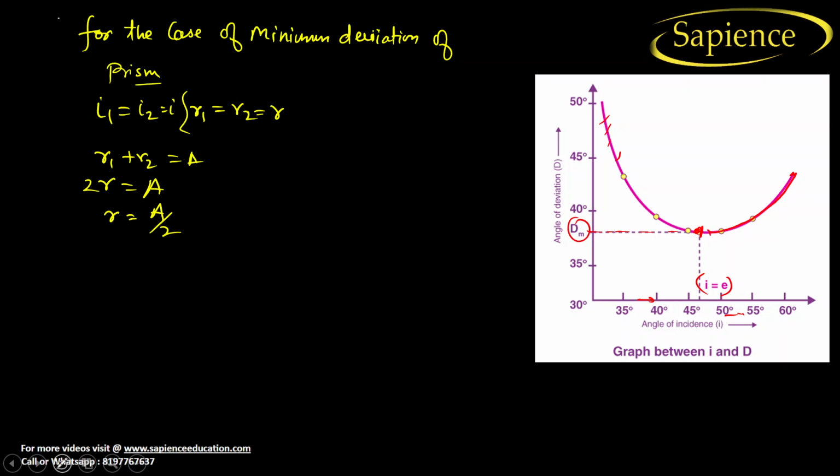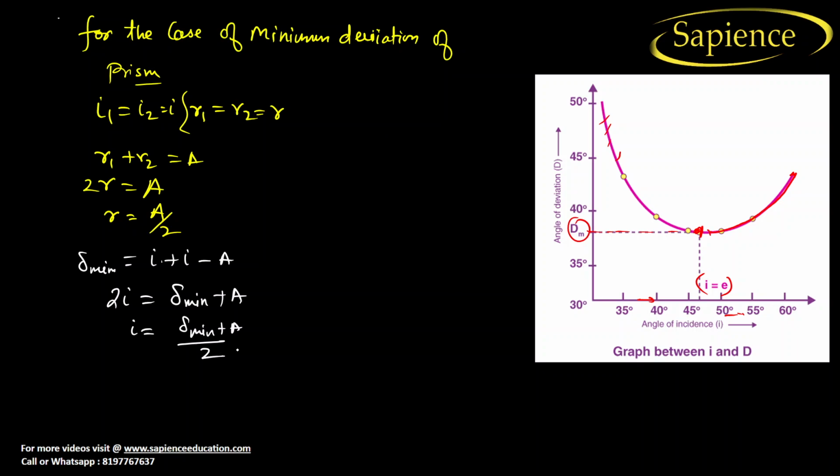Now see here, when the angle of deviation is minimum, it will be equal to I plus I minus A. So from here 2I is equal to delta minimum plus A. So I will be equal to delta minimum plus A divided by 2. So this is the angle of incidence.